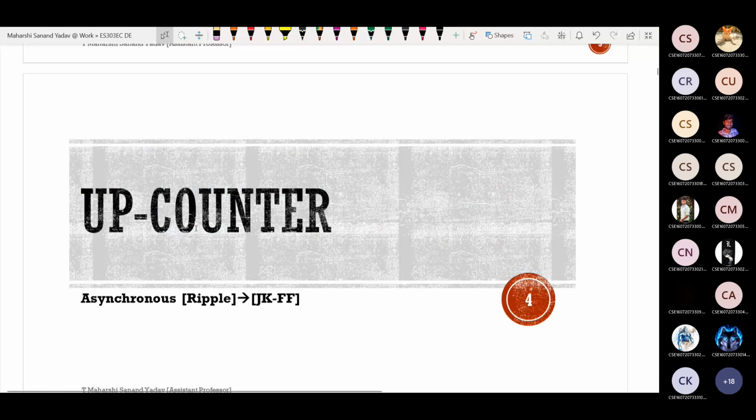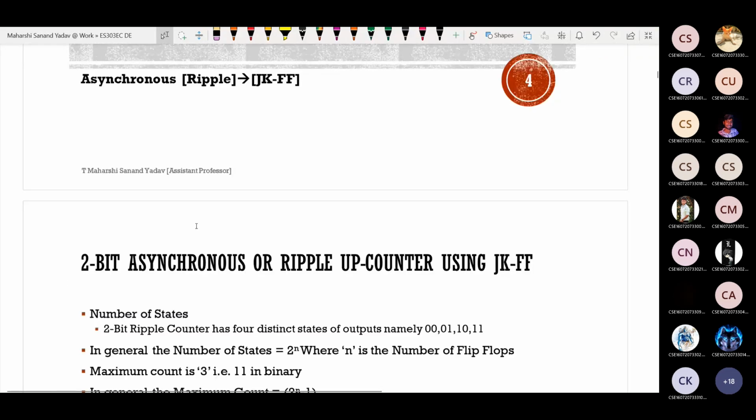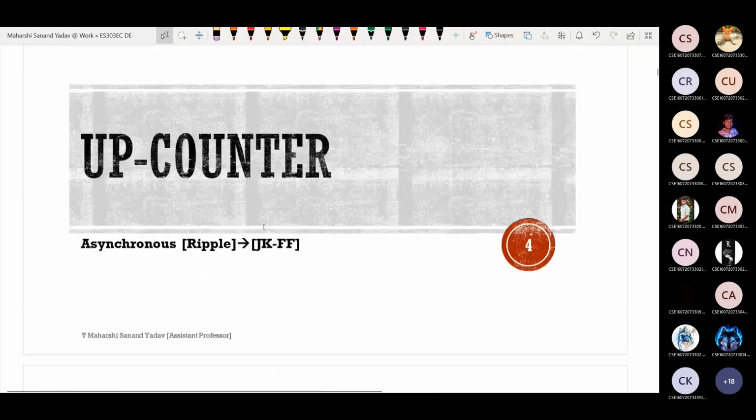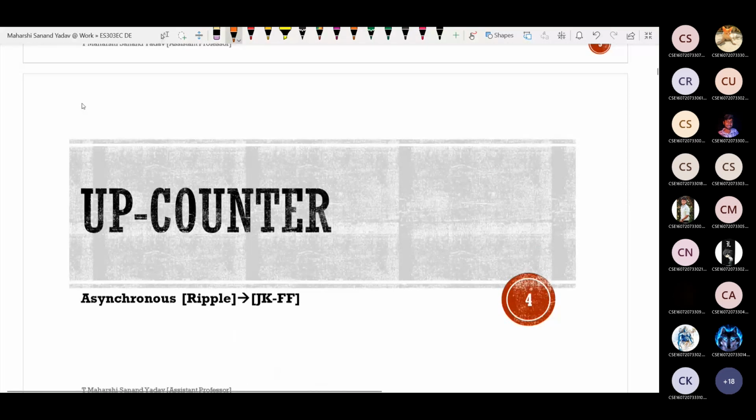Okay, so up counter, asynchronous, ripple counter, which is JK flip-flop. Here this is of size 2-bit. So how many flip-flops should I use? 2 flip-flops. For 2-bit, we need to make use of 2 flip-flops. So directly I'm drawing 2 flip-flops.